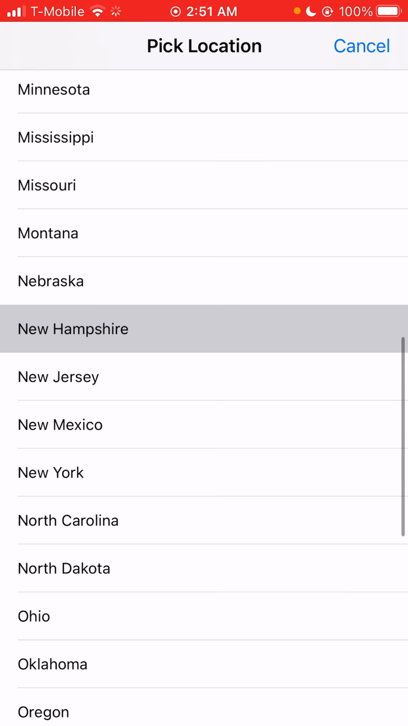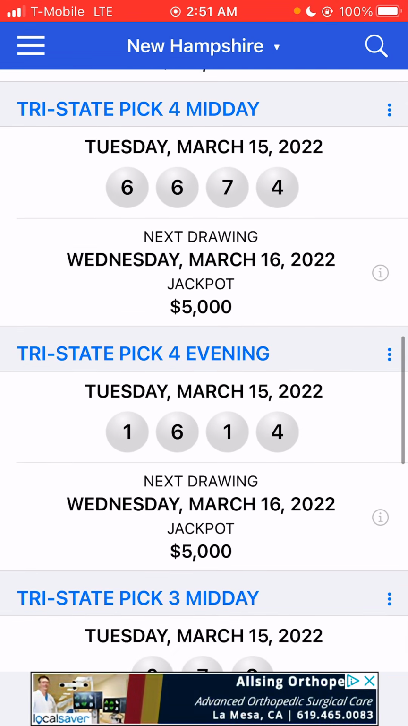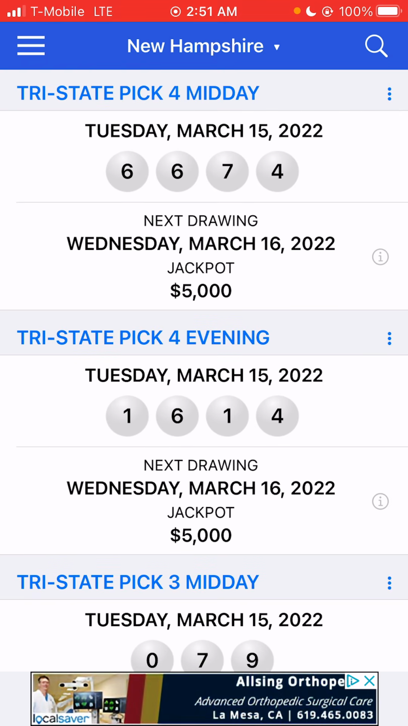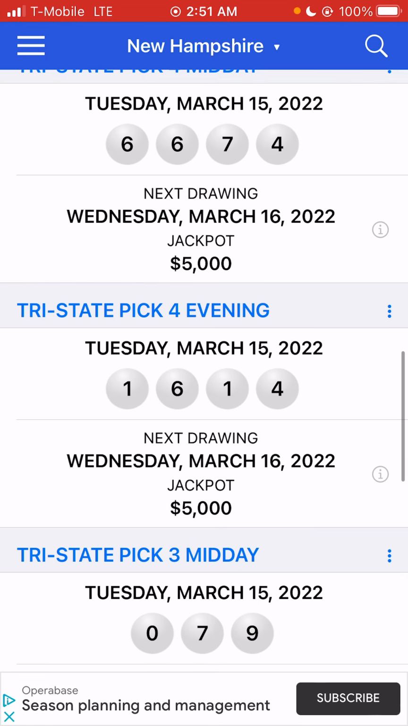New Hampshire. Okay, so if I were doing a midday, I would put the 6, the 7, the 4 in the grid. If I were doing the evening, I would put the 1, the 6, and the 4 in the grid.